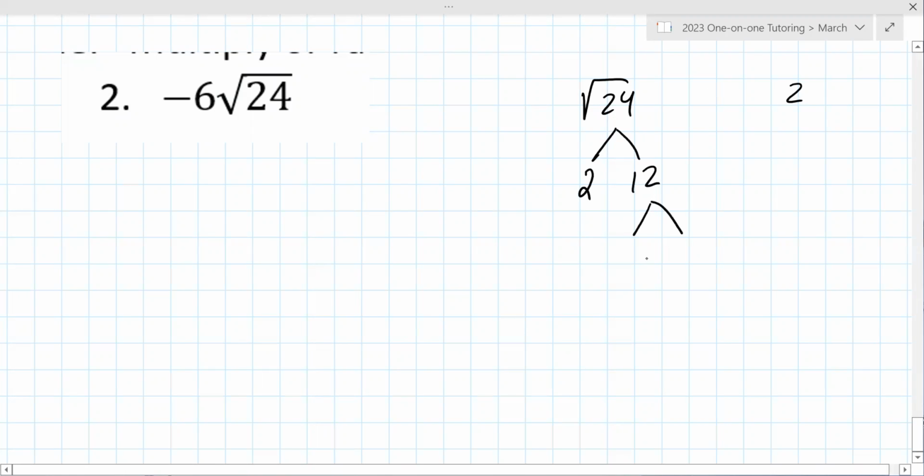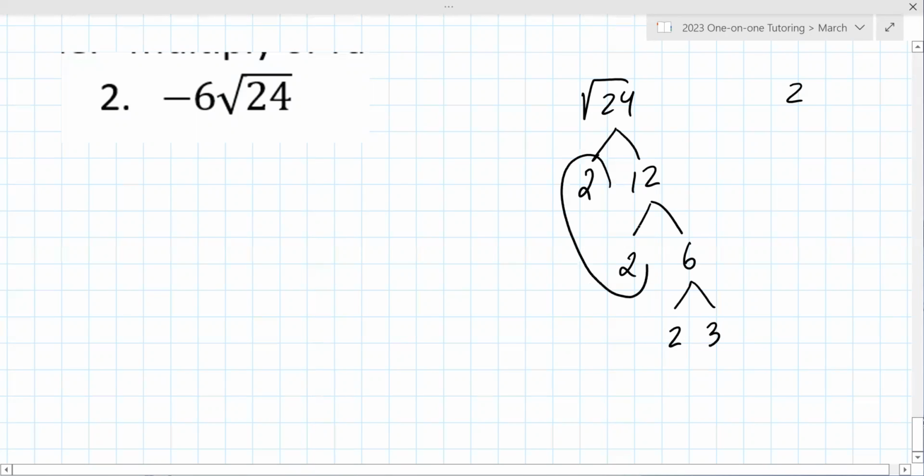And then you try 2 again, and look at that, it works again. 2 times 6. And this is like what we do in real life. If something works, you just keep doing it. You do it over and over again until it doesn't work anymore. You stop when you get prime numbers on the outer edges here. And then you look for pairs.